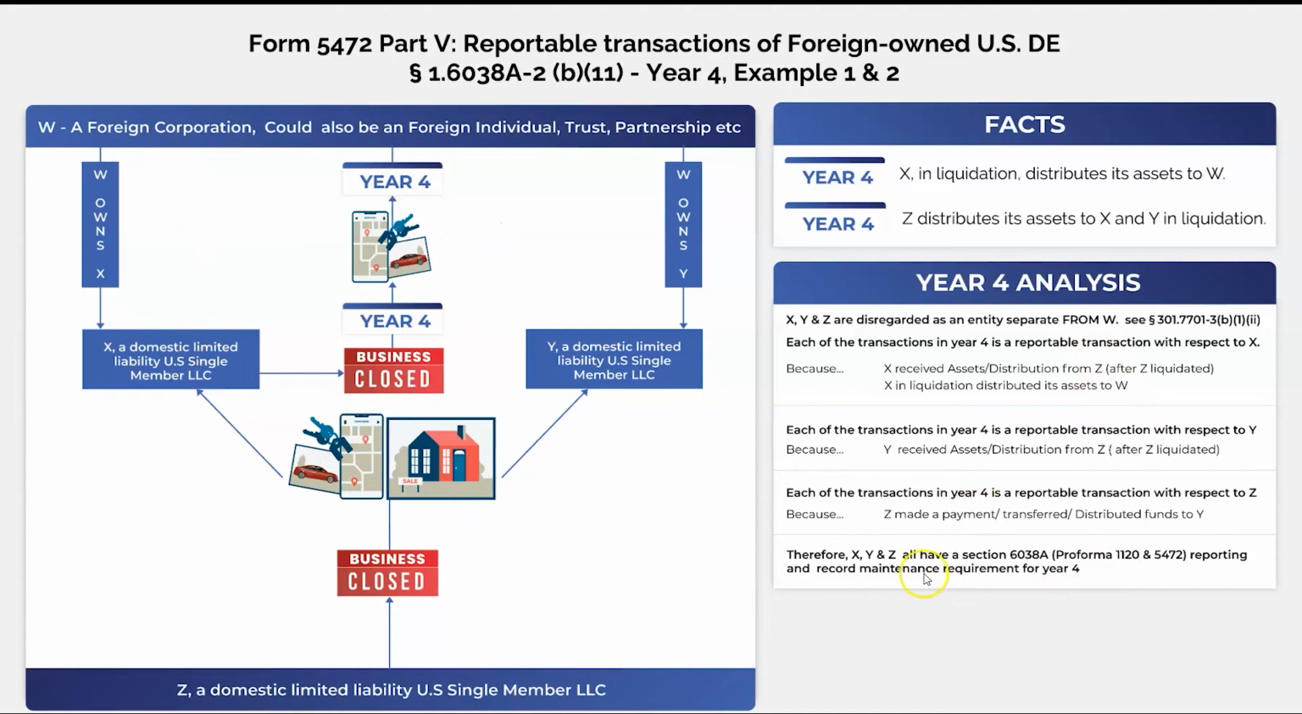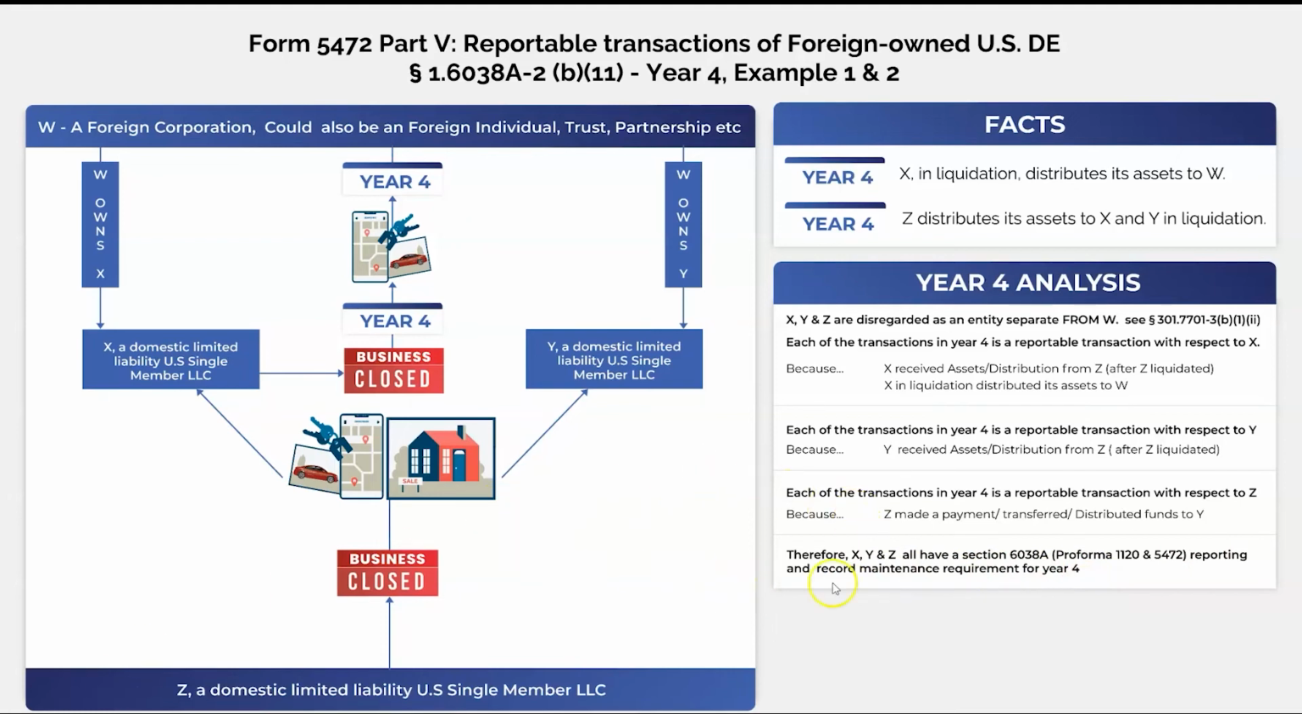And then finally, the IRS said that X, Y, and Z all have section 1.6038A reporting requirement, which means that X, Y, and Z will have to file pro forma 1120 and 5472. They also have a record maintenance requirement for year 4.